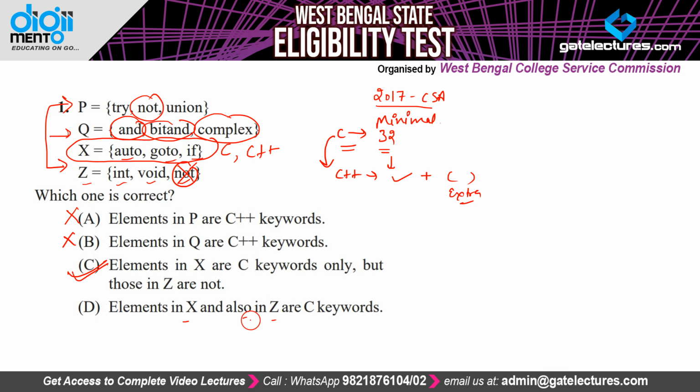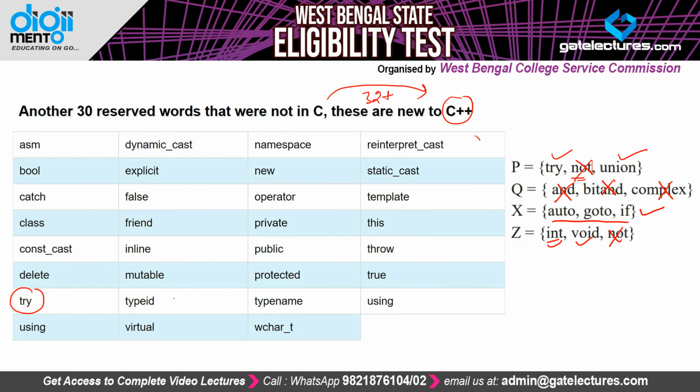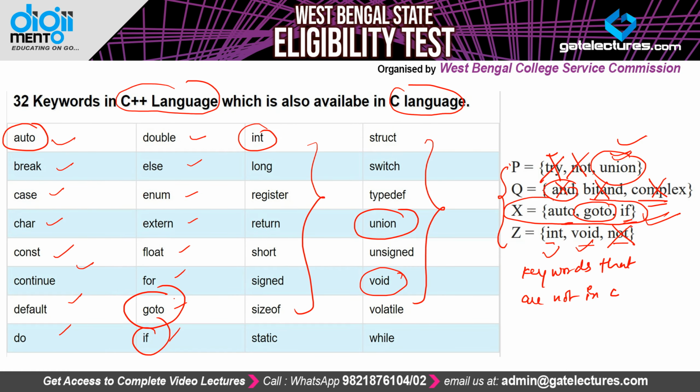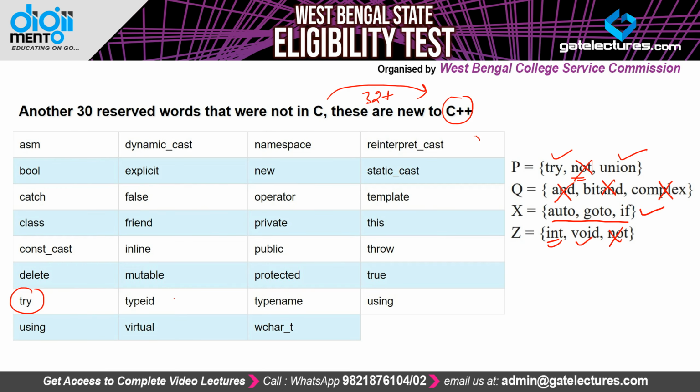And element in X and also in Z are C keyword, this is wrong, because here we have the not keyword which is not present in C language. So the answer to this question is option number C. So I think you don't even need to remember this table, because by practice after some time you'll find out that you can easily remember what are the keywords which are present and what are the keywords which are not present. Okay.